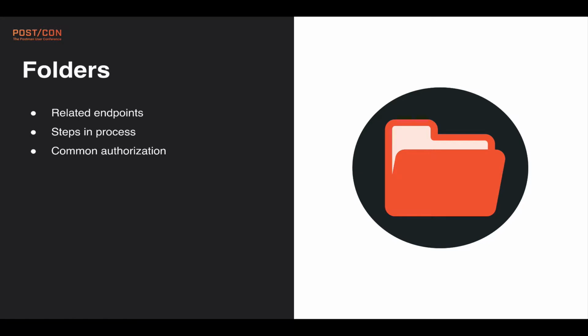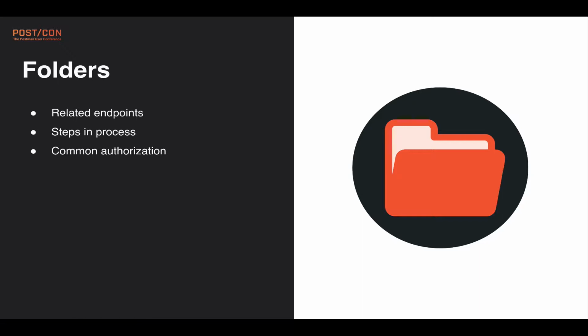You can use folders to add additional organization to your collections. If your collection represents a single API, folders are a great way to group related endpoints. So you may want to group API endpoints based on which entity they modify or which methods are being used. If you have an operational collection, which is a collection that represents a process rather than a single API, folders are a great way to group these steps.